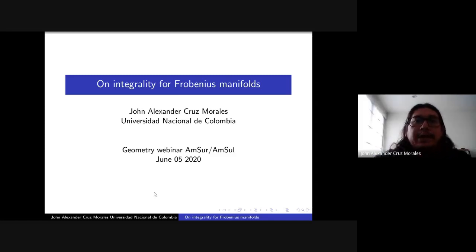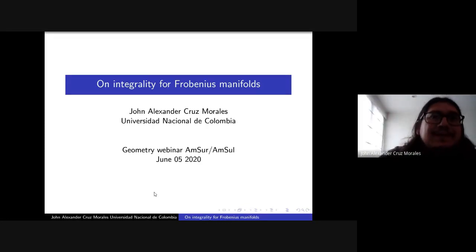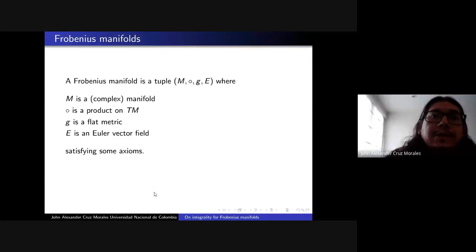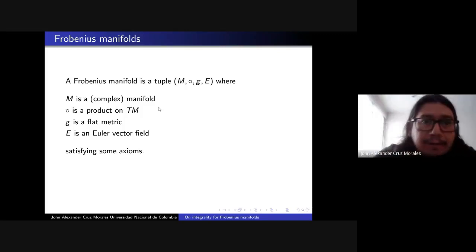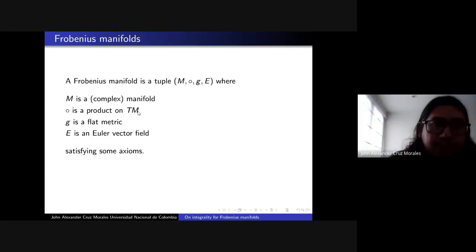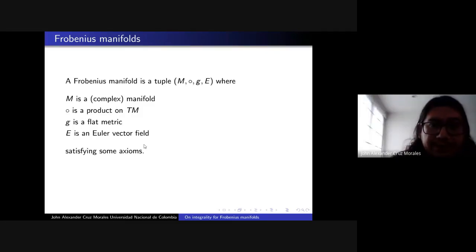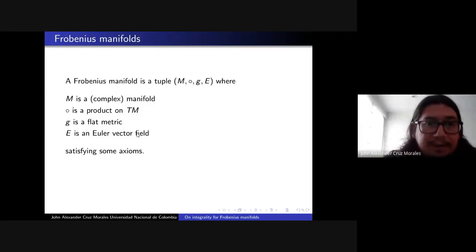So, my topic today is integrality for Frobenius manifolds. Let me start by saying in a few words what a Frobenius manifold is. You have this tuple M, which you can consider as a complex manifold. You have a product on the tangent bundle, and you also have a flat metric g and a distinguished Euler vector field.